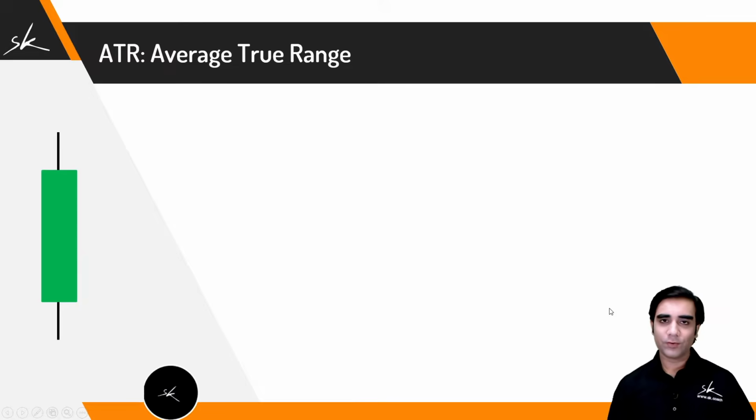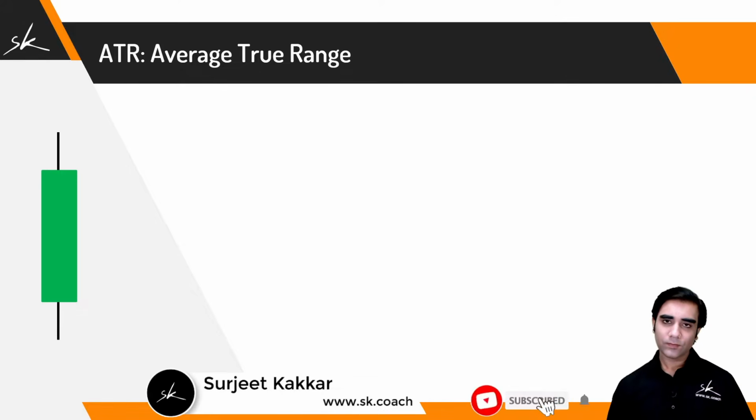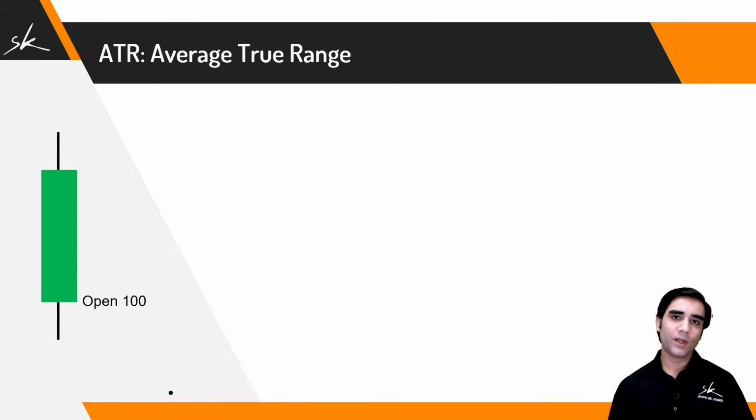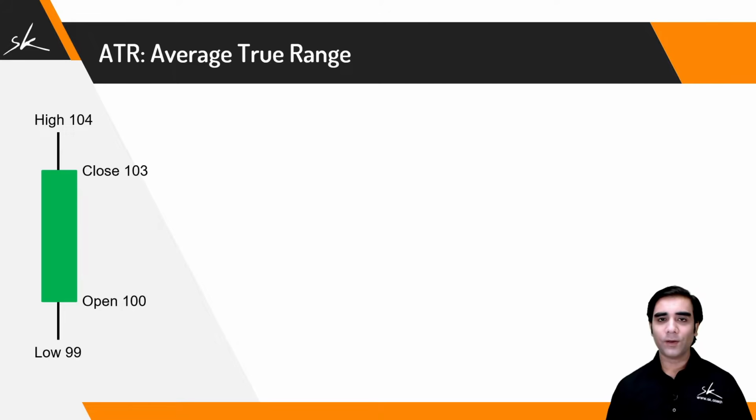Whenever you see a candle, the candle gives you 4 different data points. What are those 4 different data points? From a candle, you get to know the open, high, low, and close. So let's assume we are looking at a daily chart, and the opening price for the day was 100 rupees. From 100, the price went down and created a low of 99. From there, it started moving up and created a high of 104. And at the end of the day, we closed at 103. So these are the 4 data points which we get from a candle, which is your open, high, low, and close.